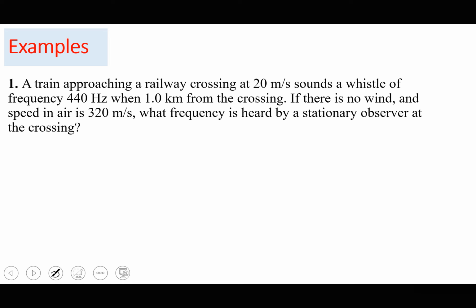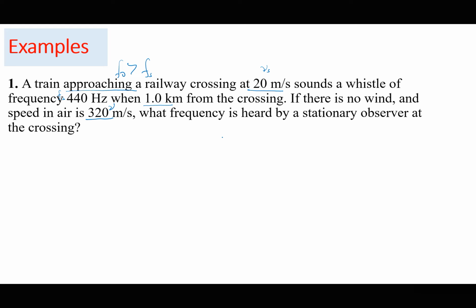A train approaching. So the word is approaching. Approaching means the observed frequency is greater than the frequency of the source. A train crosses a railway crossing at 20 meters per second. So the speed vs of the source is 20 meters per second. It sounds a whistle of frequency 440 hertz, the frequency of the source, when 1 kilometer from the crossing. If there is no wind and the speed of waves in air is 320 meters per second, what frequency is heard by a stationary observer at the crossing?